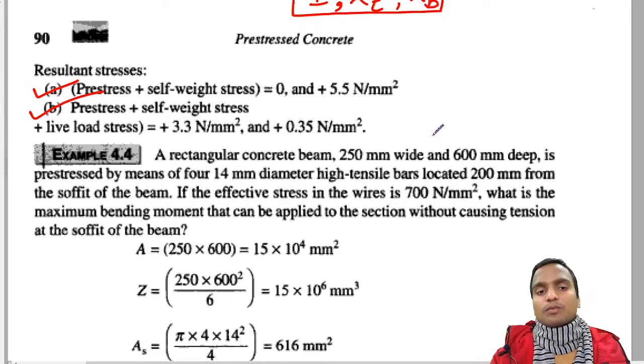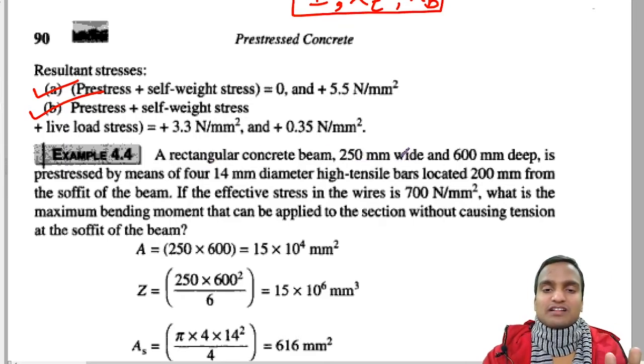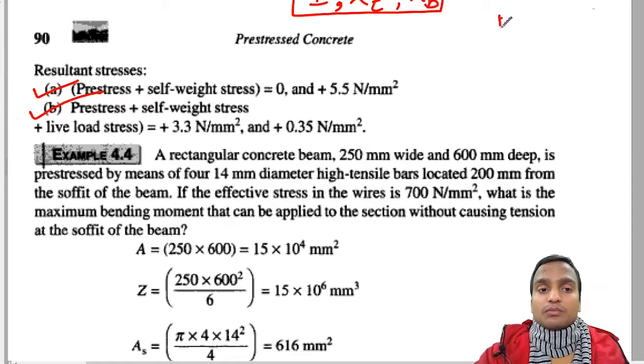Let us discuss one more problem here, and it is saying that a rectangular concrete beam, this is a symmetrical section, don't worry, its dimensions are 250 mm wide and 600 mm deep, is pre-stressed by means of 14 mm diameter high tensile bars located 200 mm from the soffit of the beam.